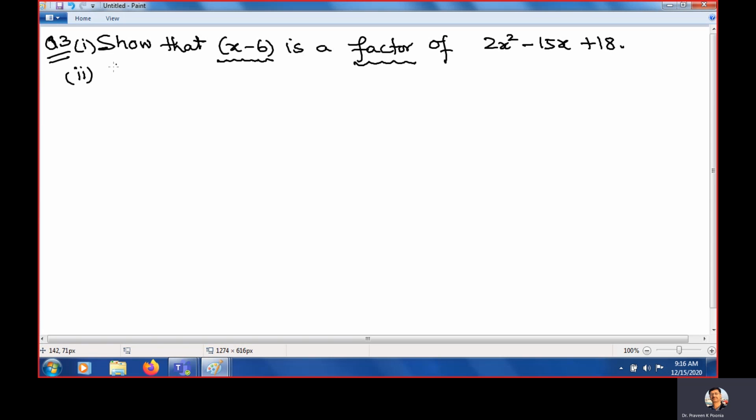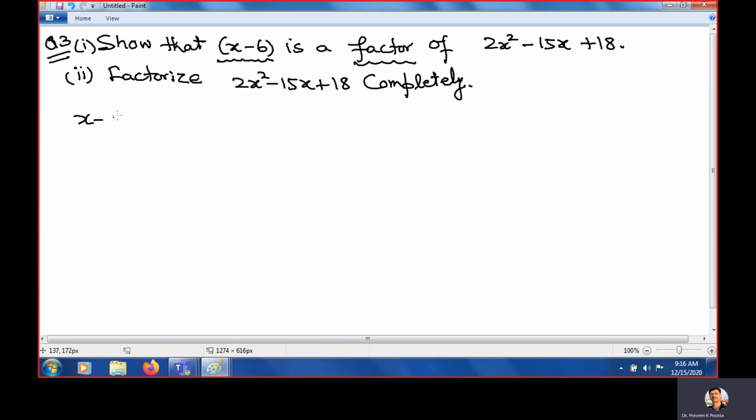What is question number 2? Factorize 2x power 2 minus 15x plus 18 completely. This is the question. So this type of question we are going to have here, factorize completely. But first, show that it is a factor. So how can we do it?